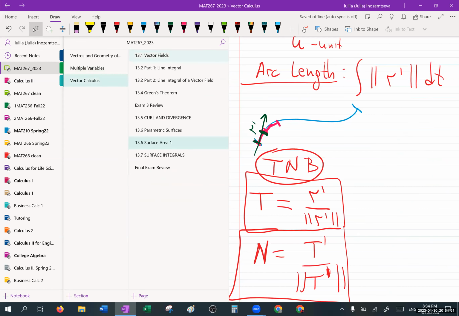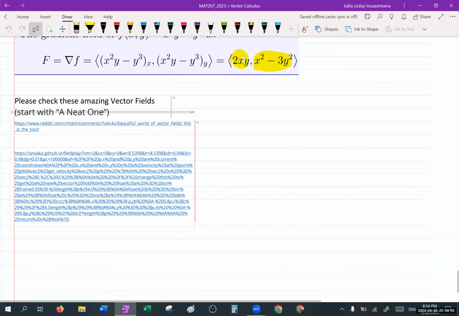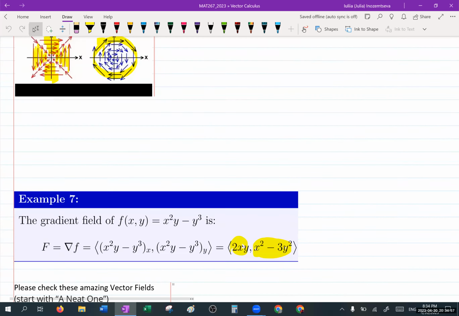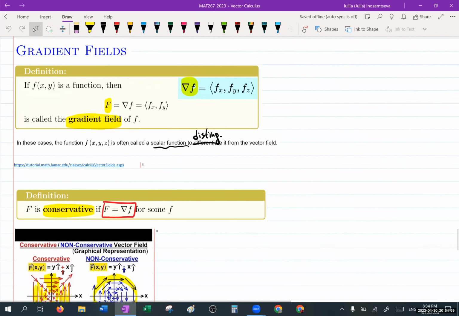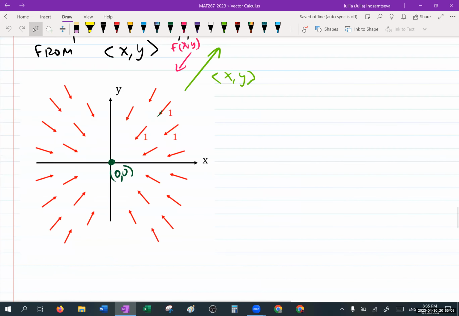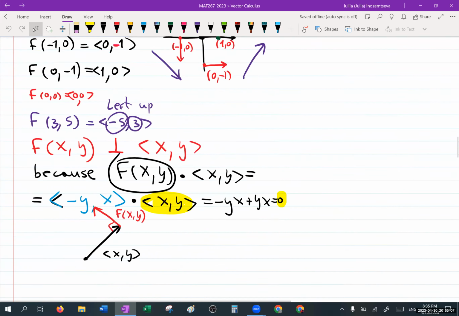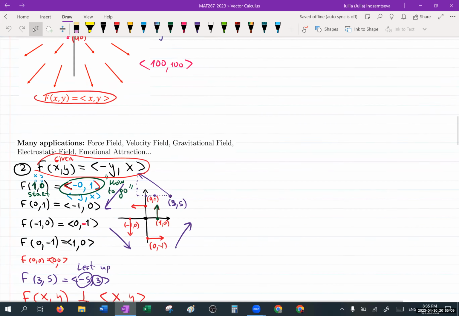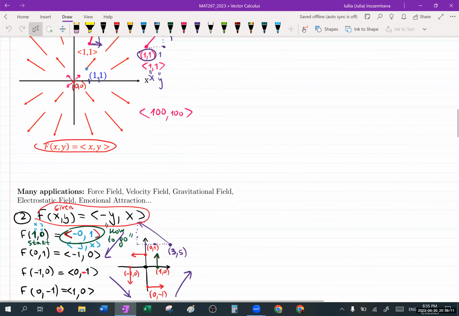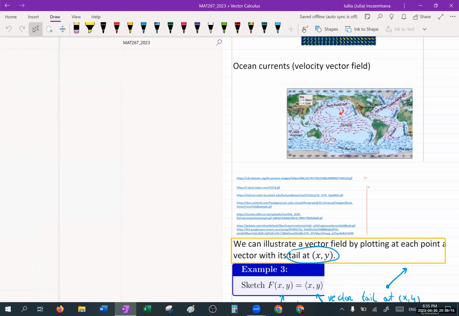And then the last stuff, vector fields. Oh, what is vector fields doing here? So what do we have here? Oh, that's fine. That's a gradient. Conservative, we did that. Gradient field. Yeah, we reviewed that. So I think we reviewed everything. Look at that, so successful. Applications. Illustrate vector by plotting. Yeah, no graphs, thank you, no.